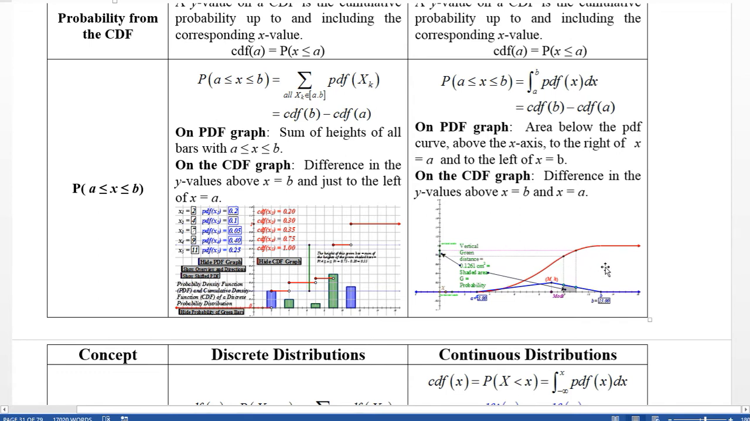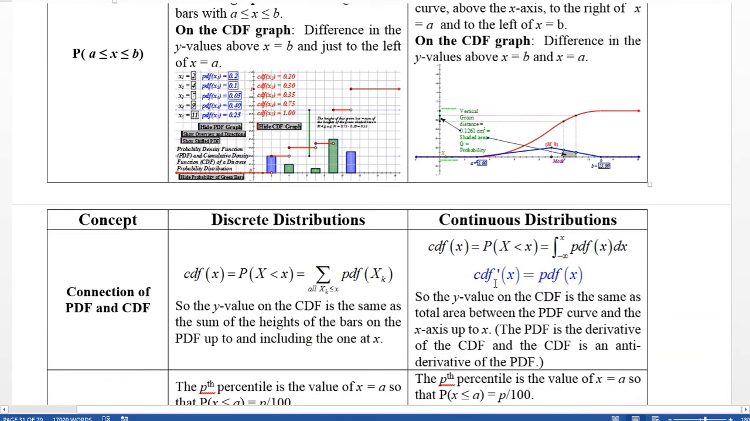And so we see that on the CDF graph, the probability is actually a vertical distance, a difference in two y values. It's just CDF of B minus CDF of A. And once again, you should recognize that as the fundamental theorem, because the CDF is an antiderivative of the PDF. We've just found the antiderivative, evaluate the endpoints. That's the fundamental theorem of calculus at work right there. So once again, we have this idea that the CDF, when you take the derivative, you get the PDF. And to get the CDF, you take the PDF and integrate from negative infinity to x.